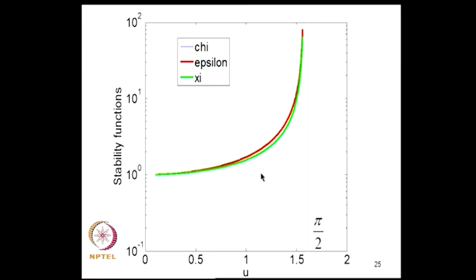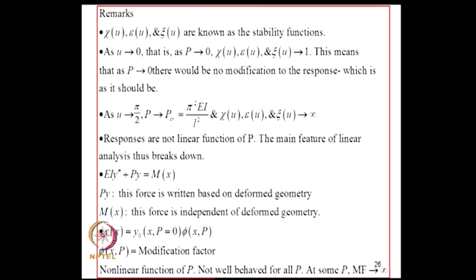These functions are tabulated. For example, the book by Timoshenko on elastic stability has an appendix where these functions are tabulated. Now, we can make some remarks on the behavior of these functions. This chi, epsilon and xi, as I already mentioned, are known as stability functions. As u goes to 0, that is as axial load goes to 0, this stability function goes to 1. So, this means that as P tends to 0, there would be no modification to the response, which is as it should be.